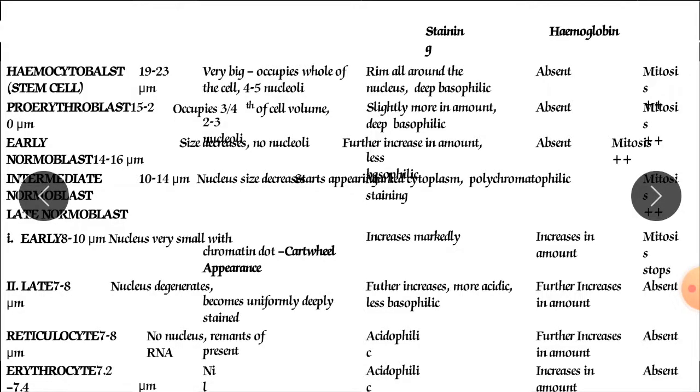Now hemopoiesis occurs through various types of cells. For example, the hemocytoblast, which are the stem cells, also called pluripotent stem cells. After that, proerythroblast, then early normoblast, intermediate normoblast, late normoblast, and then the reticulocytes and the erythrocytes. So these are the various stages for formation of RBC, the journey from the stem cells to the erythrocytes.